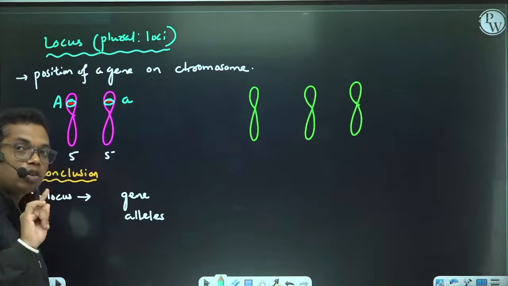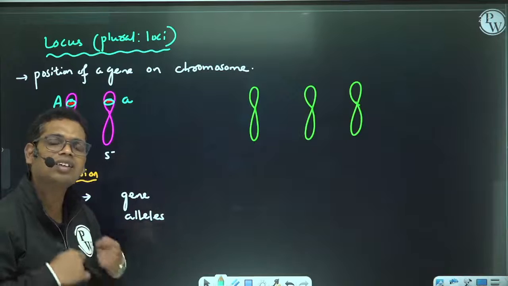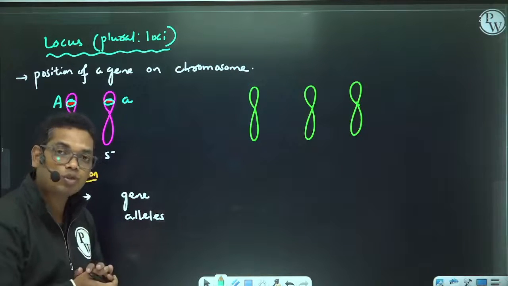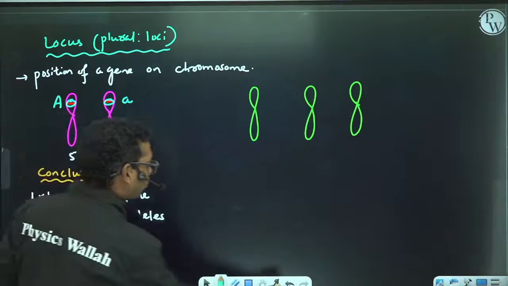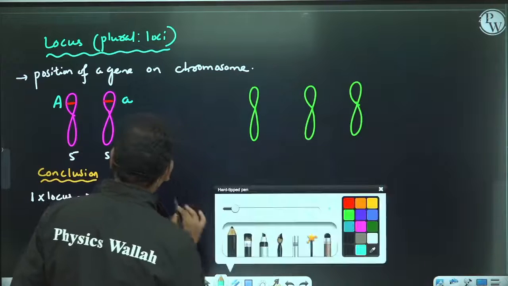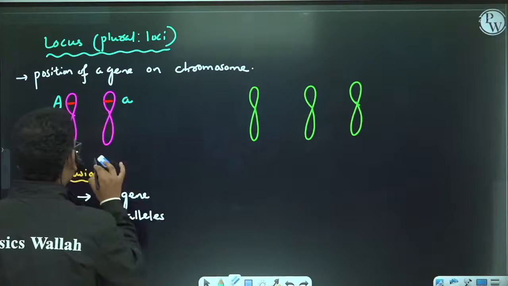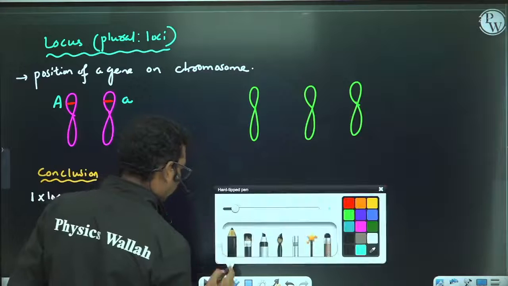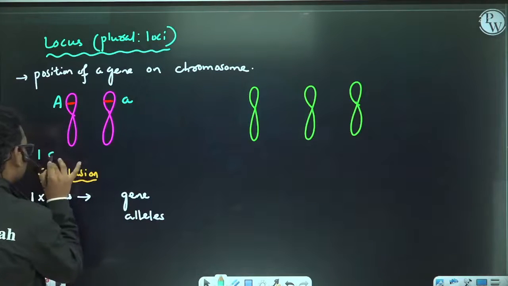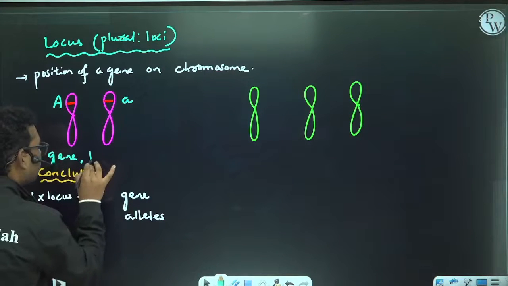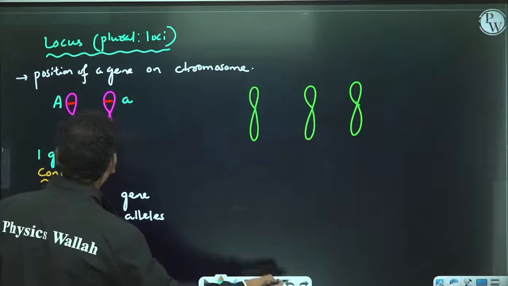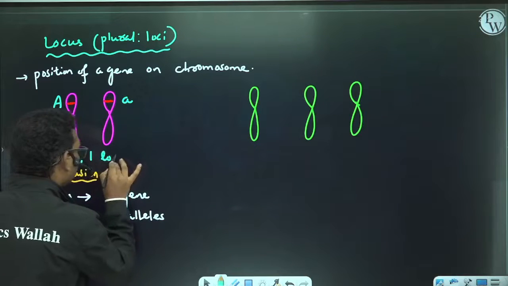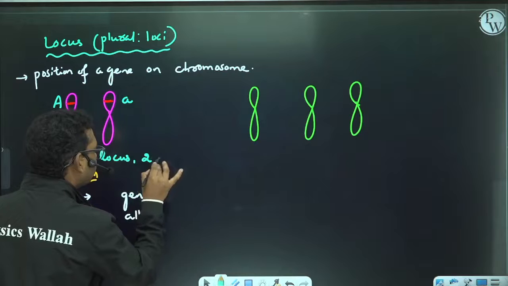Gene is one, because capital A and small a are the alternative forms of the same gene. So this one is indicating one gene, one locus, and two alleles.